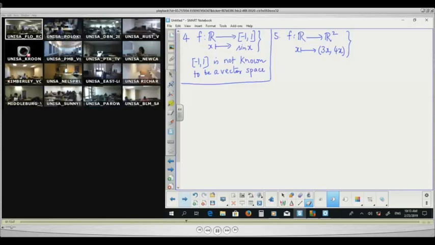The first one, I can understand, the second equation of x mapping to sin x. Sin x is not a linear equation, but you're mapping a real number to -1 and 1 through a function. So how do you say now that -1 and 1 is not a vector space, or not to be a vector space?